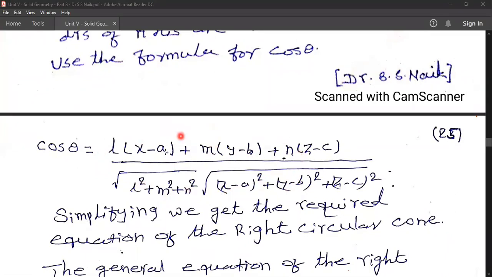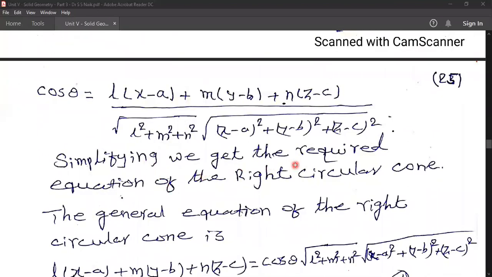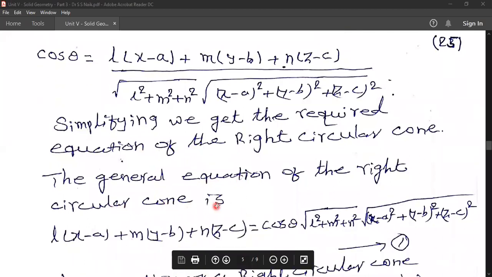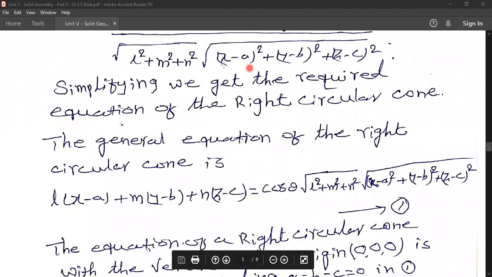Now this becomes the formula for finding the right circular cone, and simplifying this we get the required equation of the right circular cone. So the general equation of this right circular cone is, again take this: L into x minus A plus M into y minus B plus N into z minus C is equal to cos theta into the square root of L square plus M square plus N square, into the square root of x minus A whole square plus y minus B whole square plus z minus C whole square.